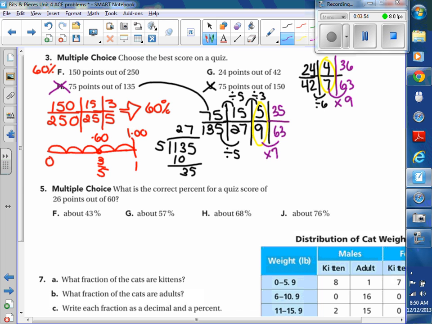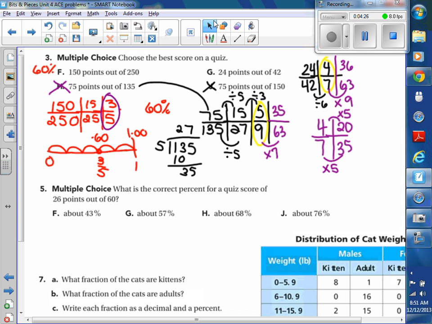Yeah. So now we have to compare 4/7 and 3/5, don't we? We could do 35. So if we get to 35 here, times by 5, 20. And now we have to do 3/5 times by what? We know it's 60%. Times by 7. Good.